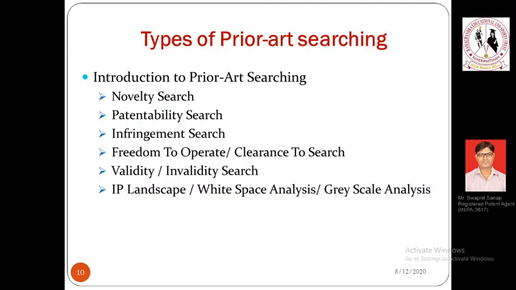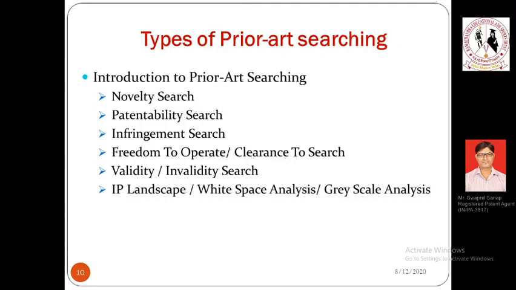There are very few people in the industry who identify the actual thin line of difference between validity and invalidity search. So let me reiterate the thin line of difference here. Validity search is a search performed to check whether my patent can be cancelled in future or not. Whereas invalidity search is a search which is performed to cancel the patent.